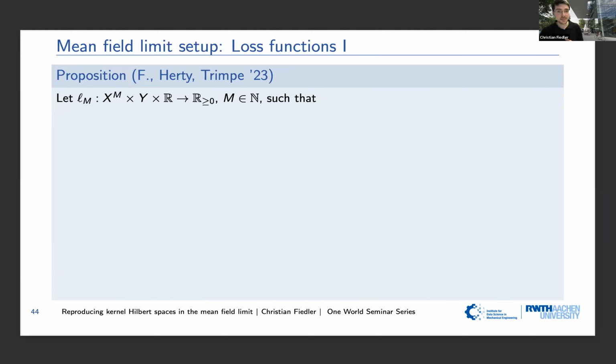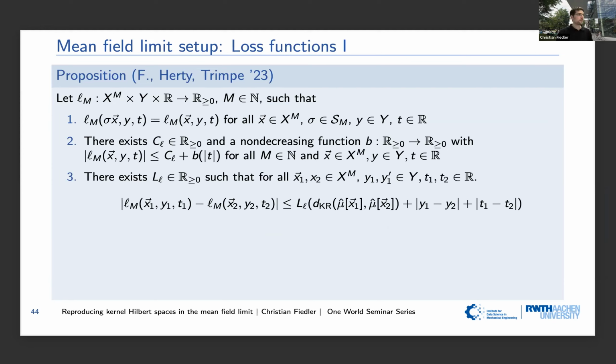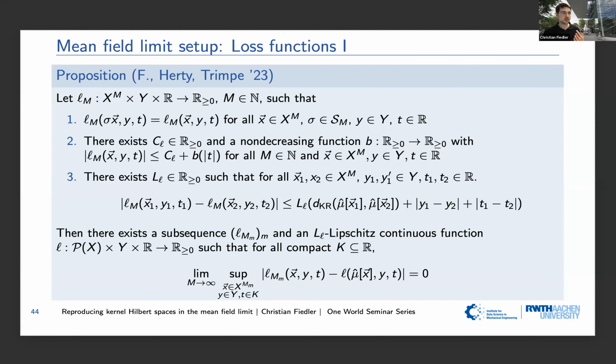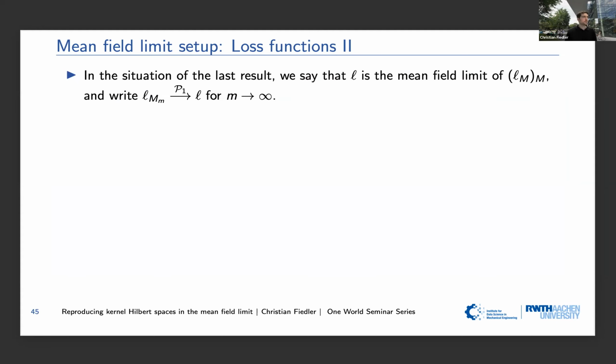What about the loss functions? It turns out we can derive a similar existence result. If our loss functions are permutation invariant in the inputs, not surprisingly, and uniformly bounded, though we can be a bit more relaxed here, so in t we can also have an increasing term. And finally, if we have a uniform Lipschitz continuity, then once again we can find a subsequence and a Lipschitz continuous function, now with measures as the first input set, so that for all compact K we essentially have mean field limit convergence. The only difference is that here we require this for all compact K, where the compactum is outside of the supremum. We then say again it's a mean field limit using the previous notation.